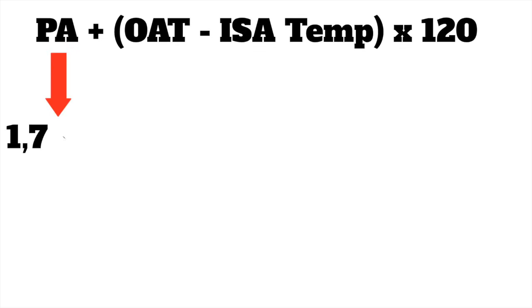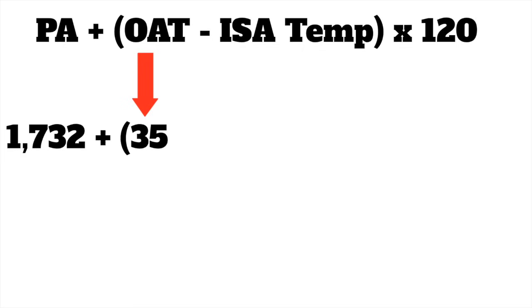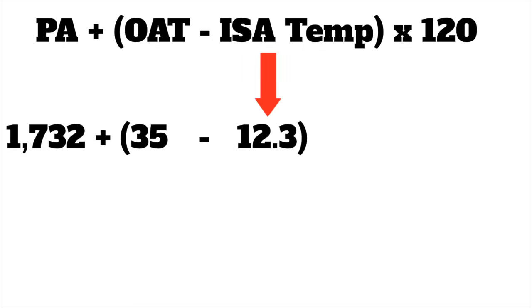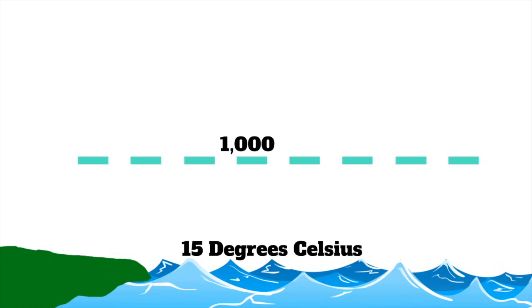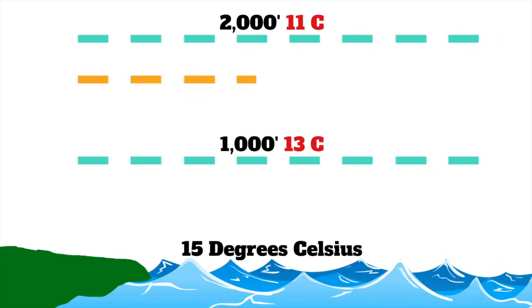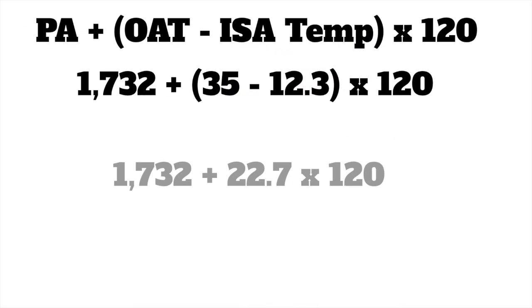So we've got a pressure altitude here. This is our outside air temperature, which we said was 35 degrees, and this ISA temp is the standard air temperature at altitude. Remember, standard temperature at sea level is 15 degrees Celsius, and the temperature drops 2 degrees every 1,000 feet. So if our pressure altitude is 1,732, standard temperature there is about 12.3, not 15 degrees.